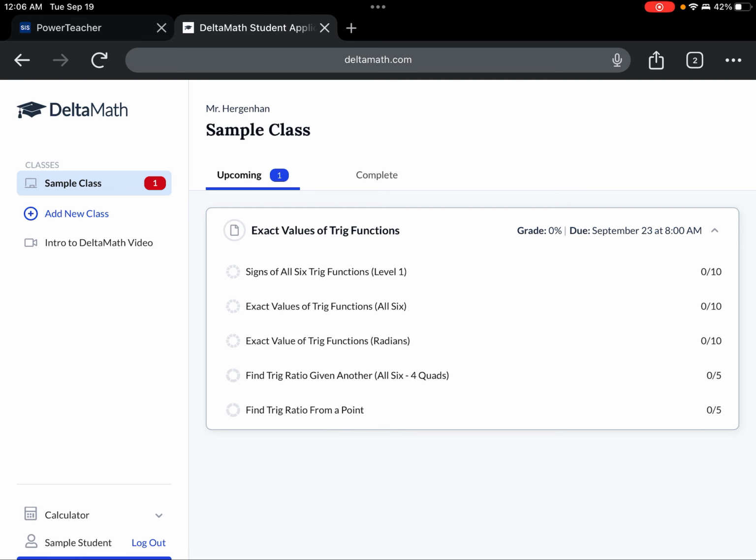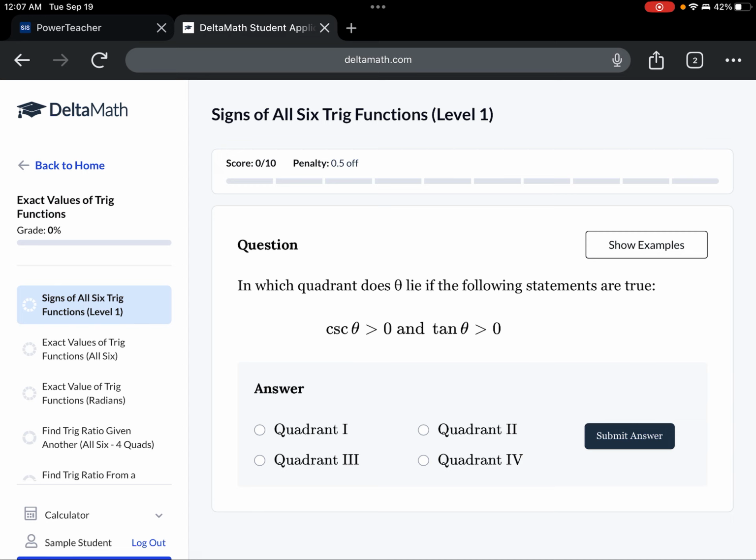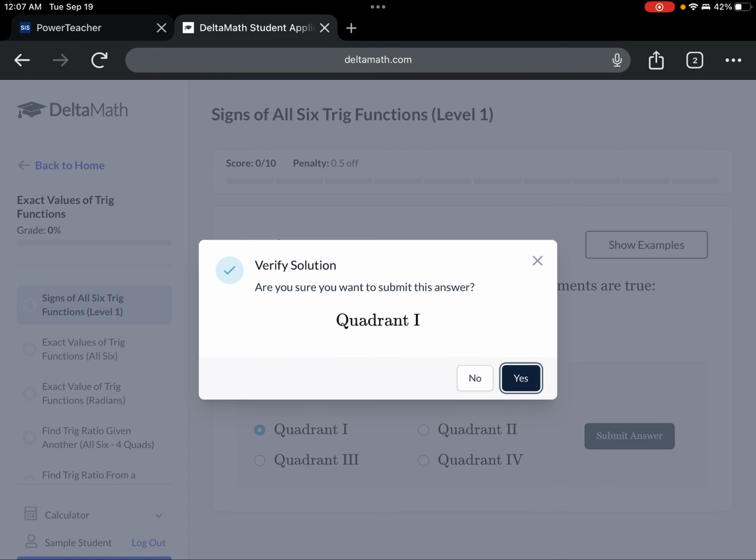So when you open Delta Math, again, this should be posted in Classroom right about now. Signs of all 6 trig functions: here is that exact kind of thing that we were just doing. When each of these functions is positive or negative, what quadrant are you going to be in? If 2 different types of functions, and by different types I mean sine, cosine, tangent, and then their reciprocals would match with them. So this says cosecant and tangent, which is basically the same as saying sine is greater than 0 and tangent is greater than 0. That only happens when everything is positive. That only happens in quadrant 1.